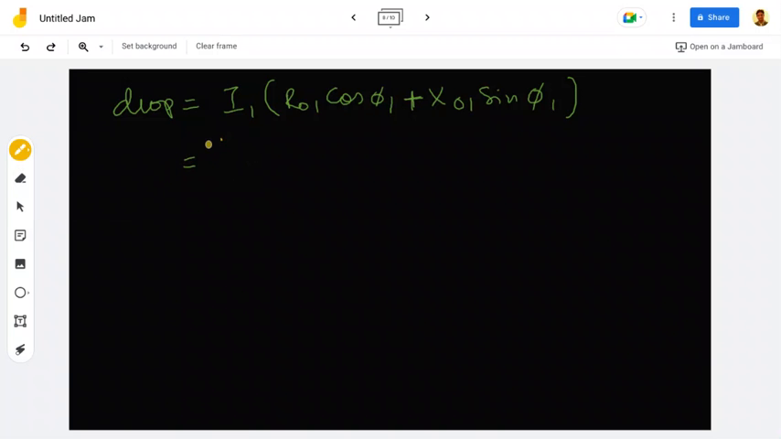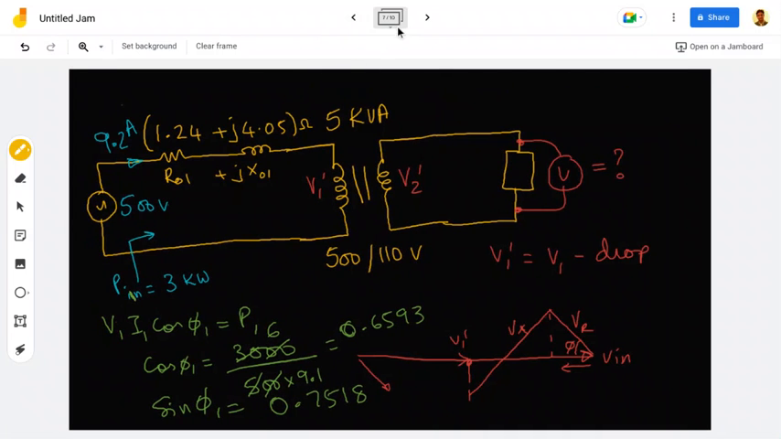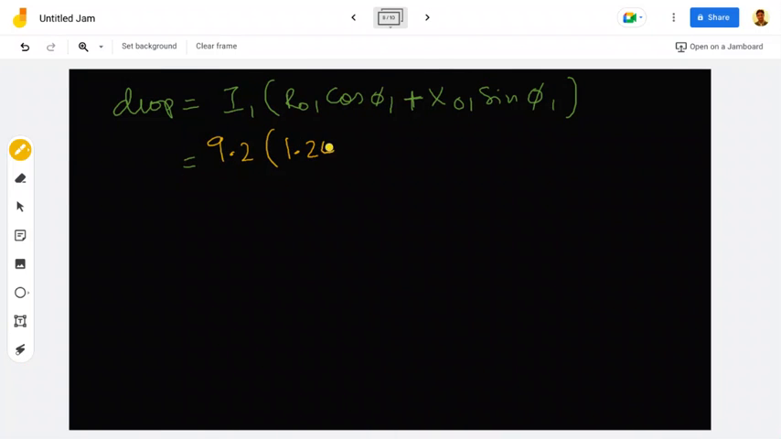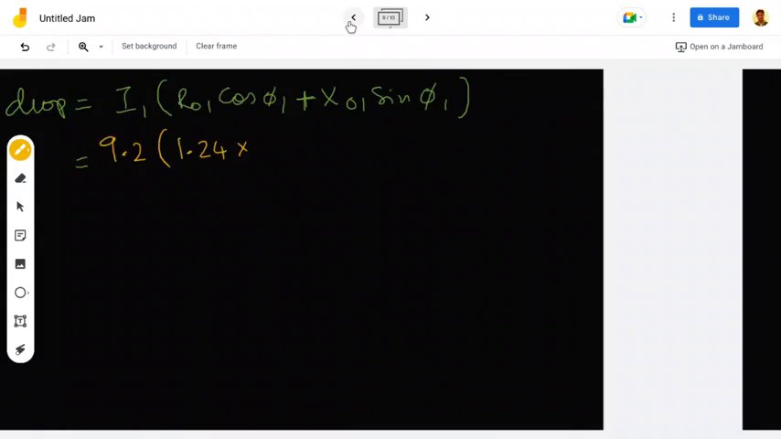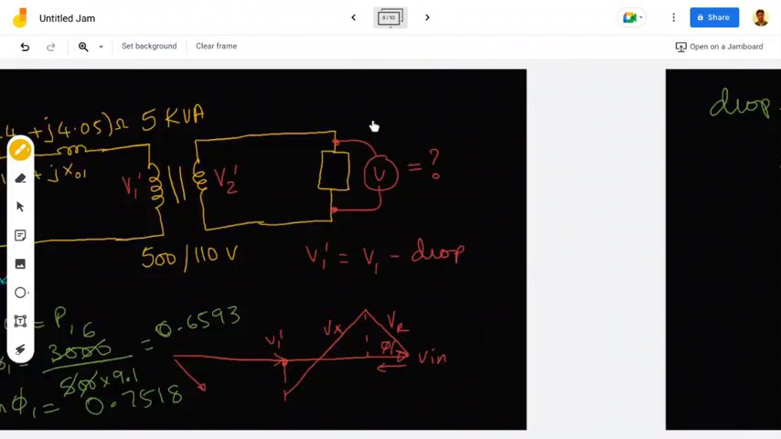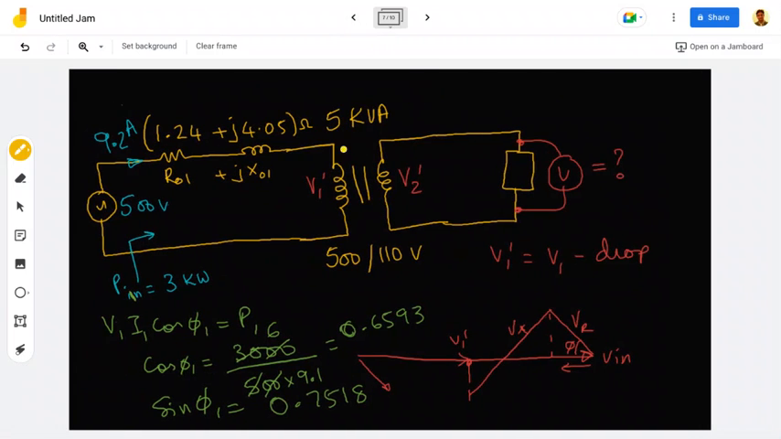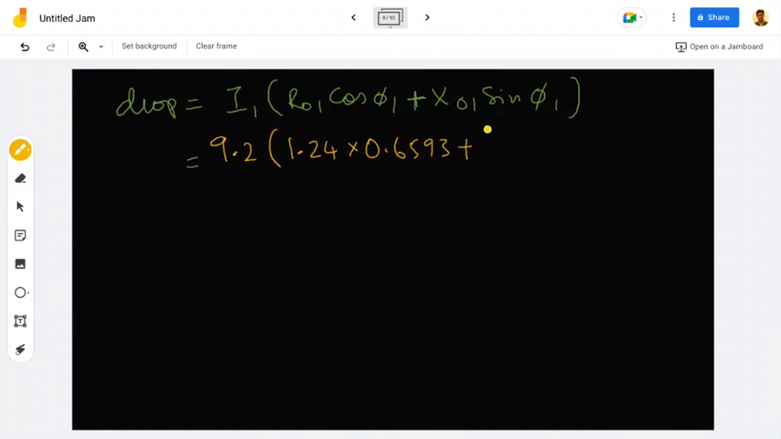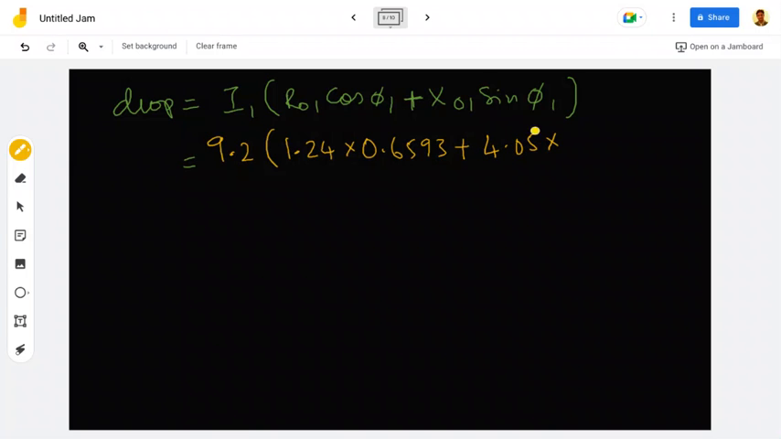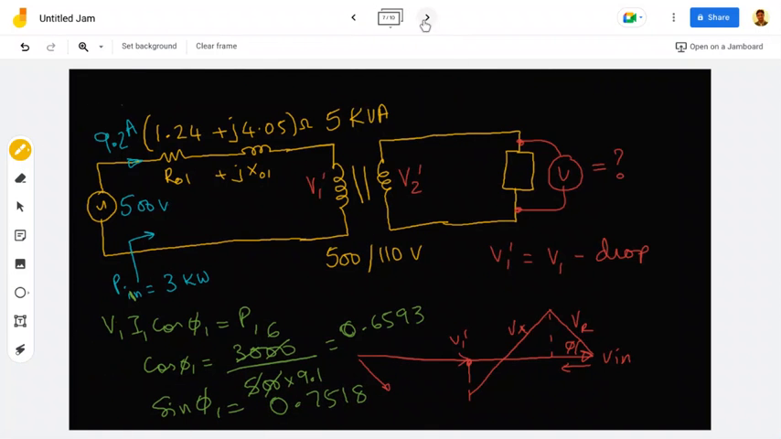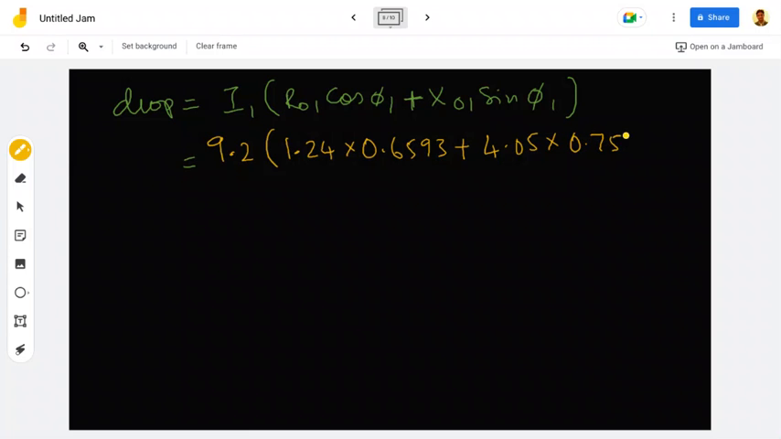So 9.2 multiplied by R naught 1, 1.24, multiplied by cos 0.6593, then X naught 1, 4.05, multiplied by sine 0.7518. So again, this is a calculation I need to do. I'll just use my hand calculator.